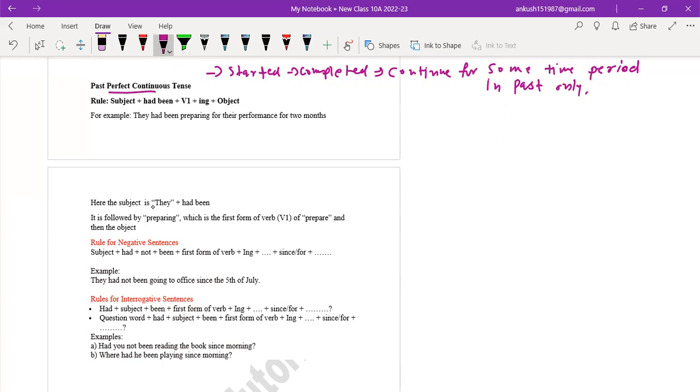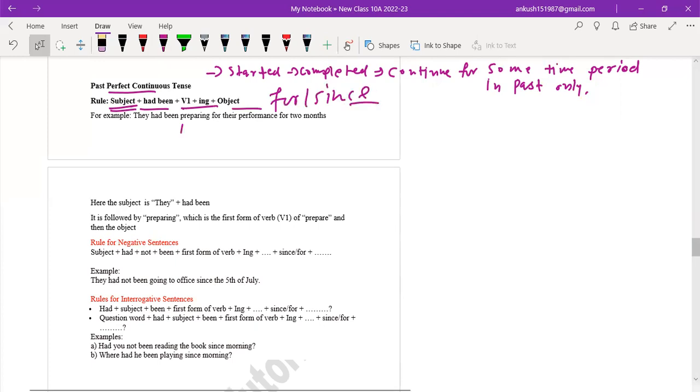Understood? So here again, there is no selection or choice in the subject. Any subject you may choose over there. Had been. Okay. Had been you have to use, then a main verb ing form and object is to be used over there. You may use even for and since. For and since may be used. Got it?